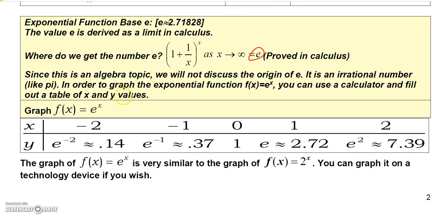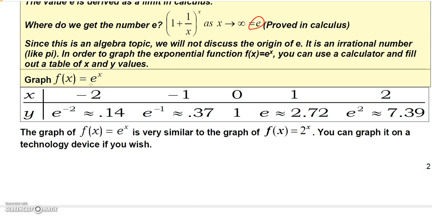Okay, so I won't talk anymore about the development of the number e, but let's talk about graphing this function e^x that has this natural exponential base, which is what this e is. This is the natural exponential base. If you just grab your calculator, you can find out what e^x is when x is negative 2, negative 1, 0, 1, and 2. And I'll just round these to 2 decimals.